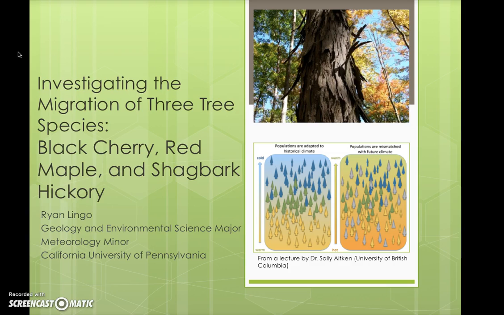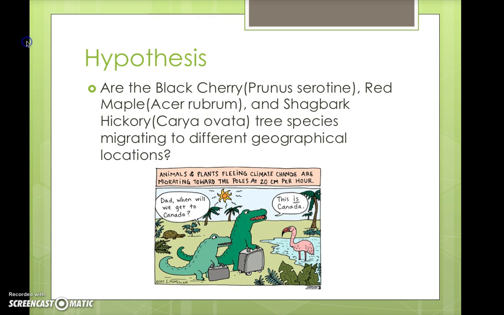Today I'm going to talk to you about my investigation into the migration of three tree species: the black cherry, red maple, and shagbark hickory. My hypothesis is that the black cherry (Prunus serotina), red maple (Acer rubrum), and shagbark hickory (Carya ovata) tree species are migrating to different geographical locations.